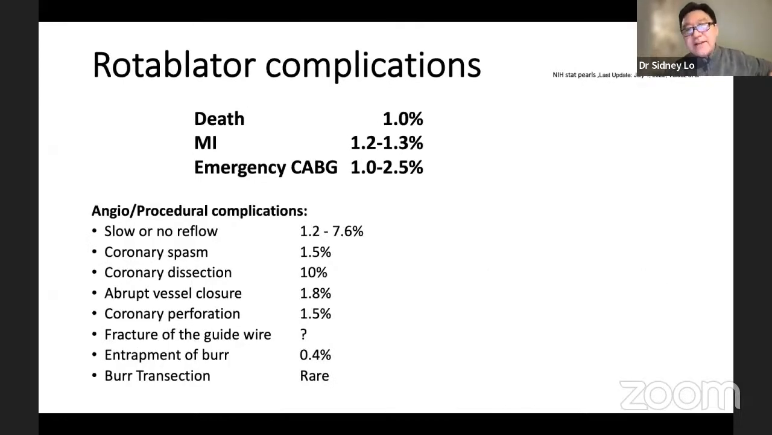What are the complications, right? This is from NIH StatPearls, and you can see they quote a 1% death rate from meta-analysis of all the trials and registries, about 1.2% risk of myocardial infarction, and similarly up to 2.5% risk of emergency CABG, and about 1.5% to 7-8% of slow or no reflow, coronary spasm 1.5%, dissection 10%, coronary perforation 1.5%. Burr transection is rare, entrapment of burr 0.4% only.